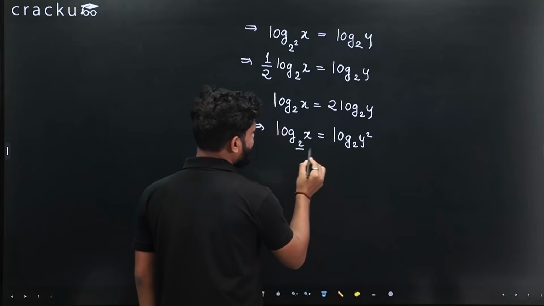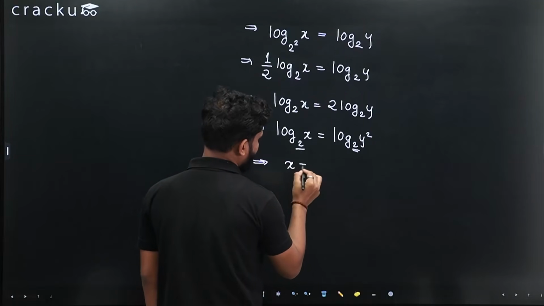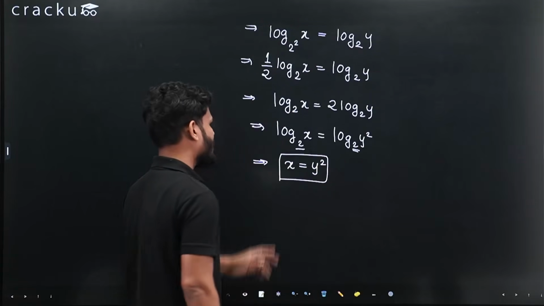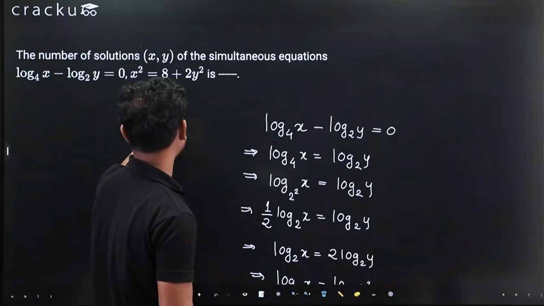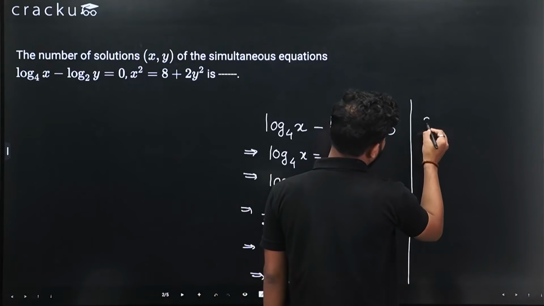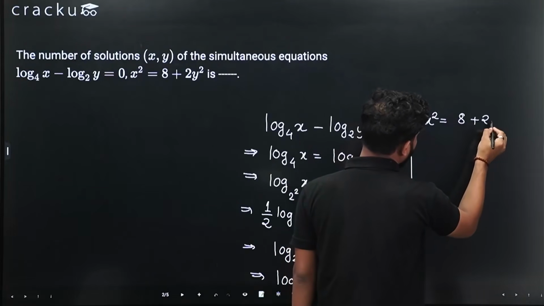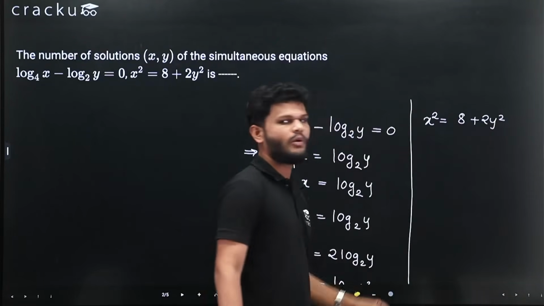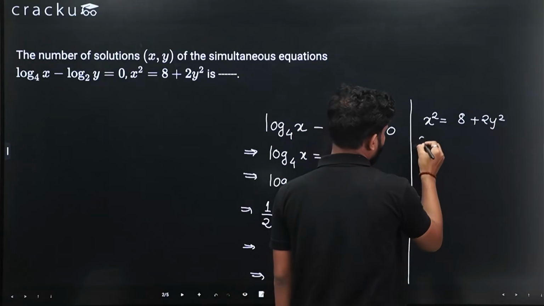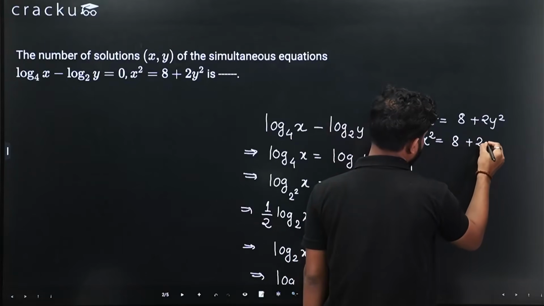Now the base of both the logs is the same. The argument must also be the same. So from here I can write x is equal to what? Y square. Now I got x is equal to y square. What else do I have? I have x square is equal to 8 plus 2y square. Now I know x is equal to y square. So instead of y square, I will put x. So this is nothing but x square equal to 8 plus 2x.